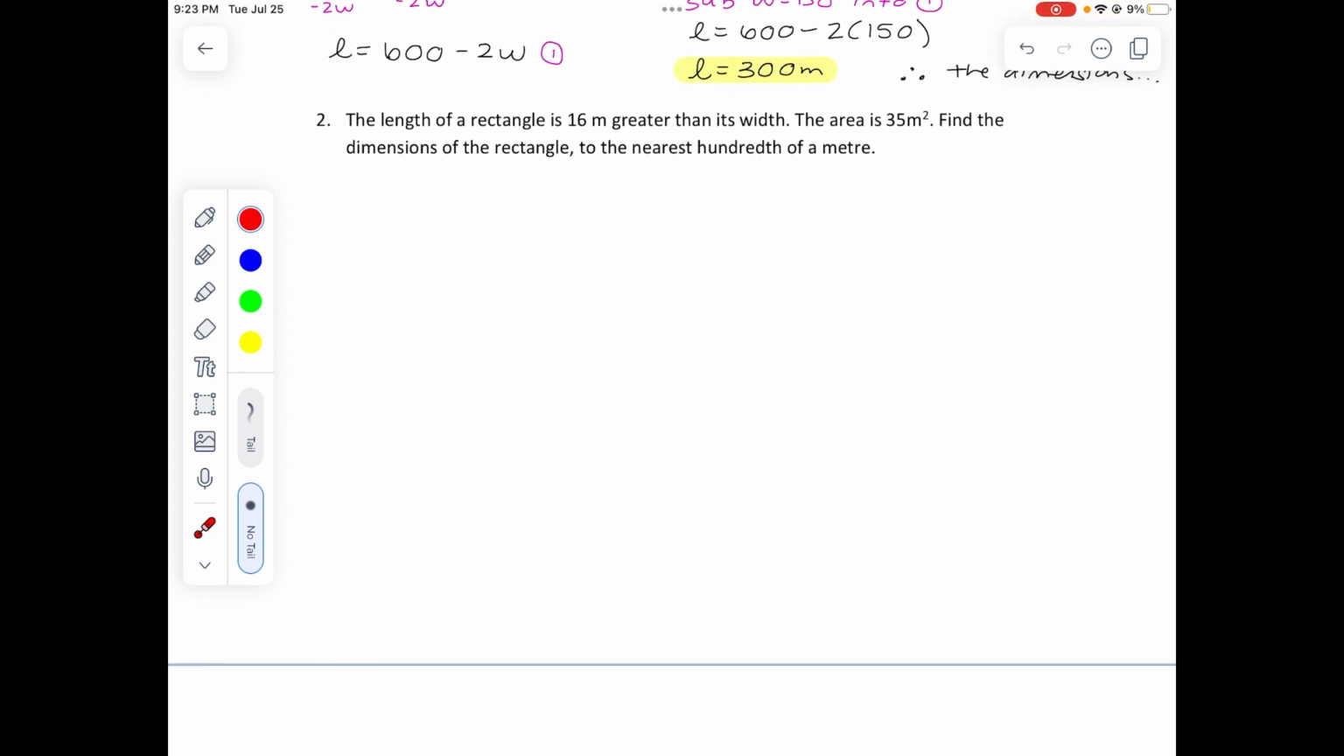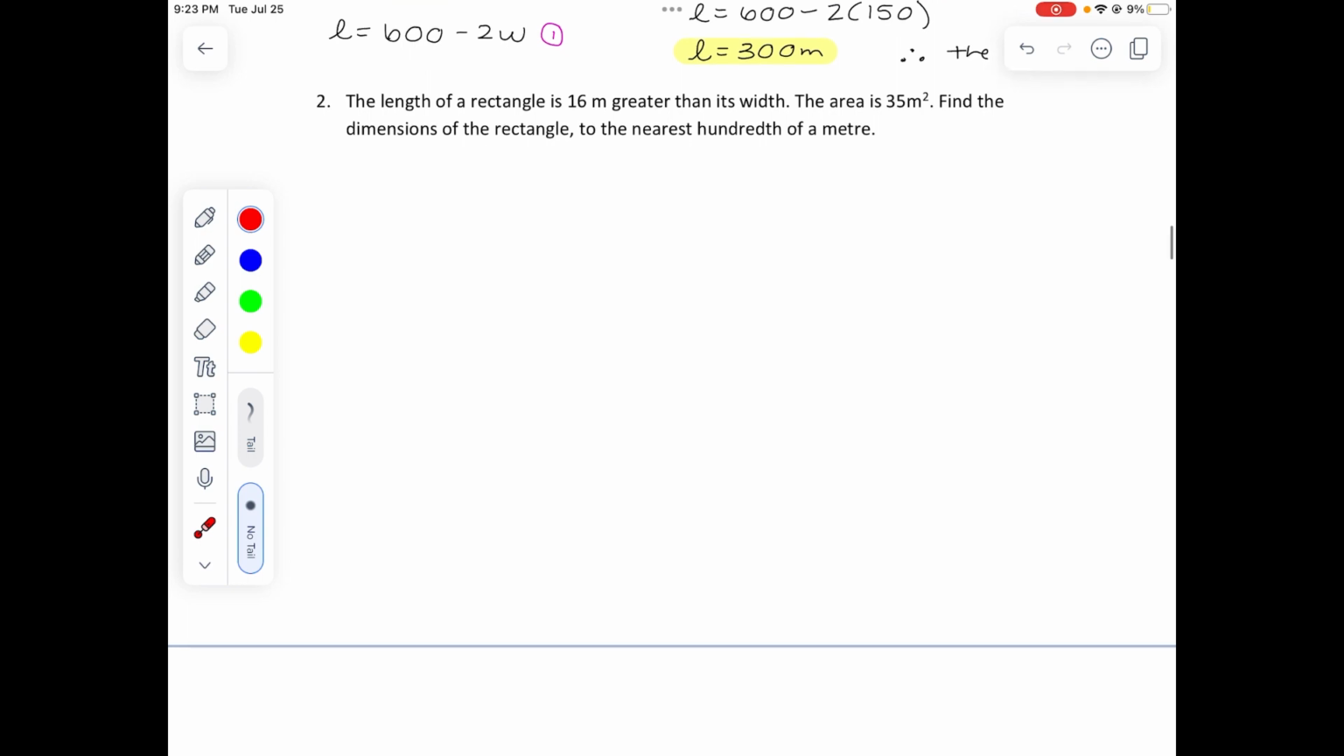If we take a look at this next one here, this says the length of a rectangle is 16 meters greater than its width, and its area is 35 meters squared. So we want to find the dimensions of the rectangle. Okay, so the difference here is that we are given a few things. So we know the length is 16 meters greater than its width, and the area is 35 meters squared.